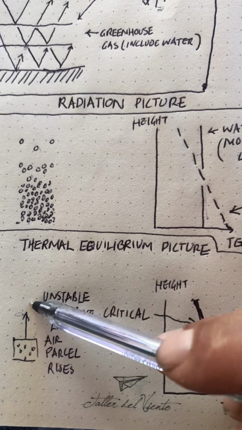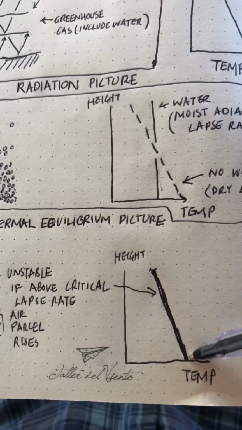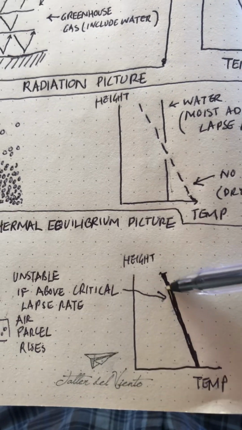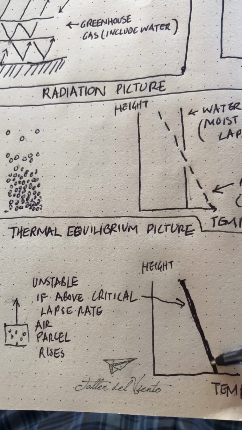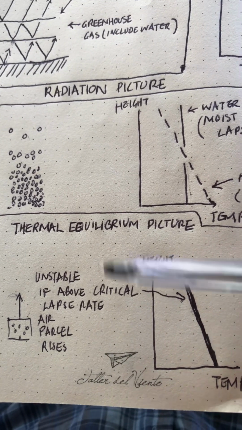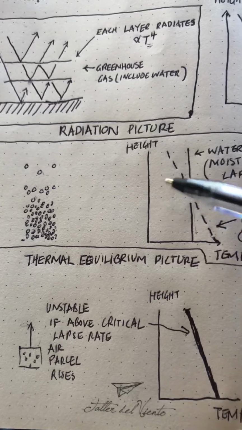So what you'll get is convection. And so if it's past what is called the critical lapse rate, if it's steeper than this slope, then we'll get this unstable convection. And we want to actually just model the whole picture in terms of equilibrium.